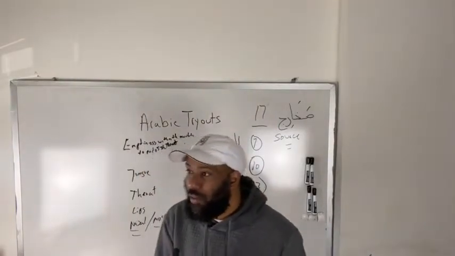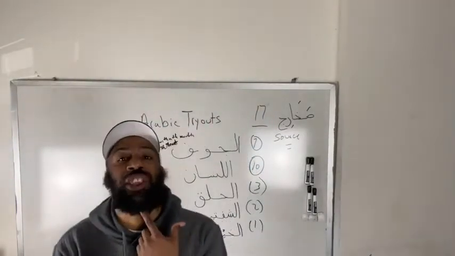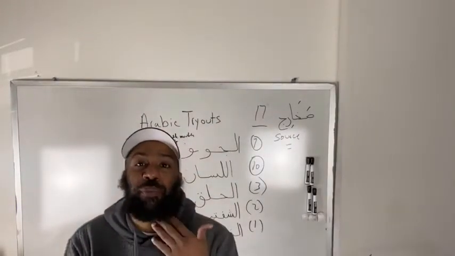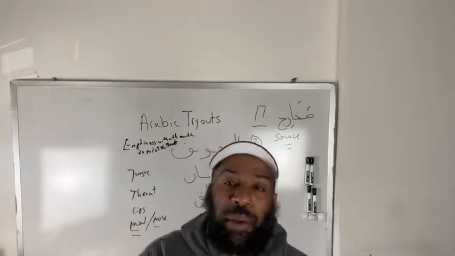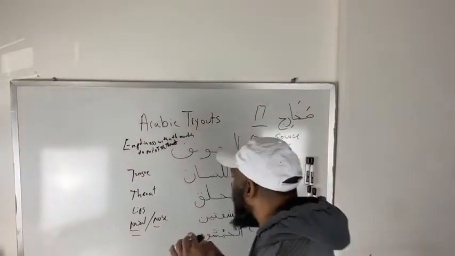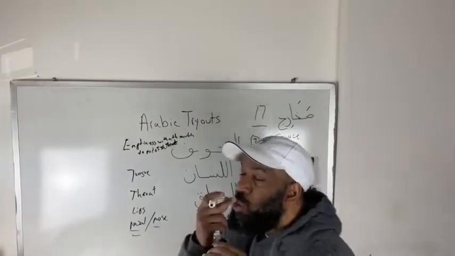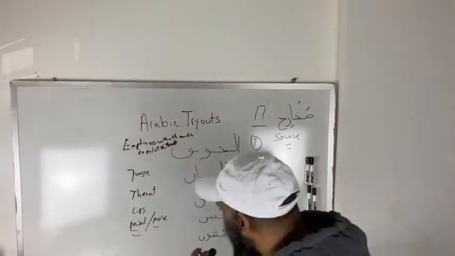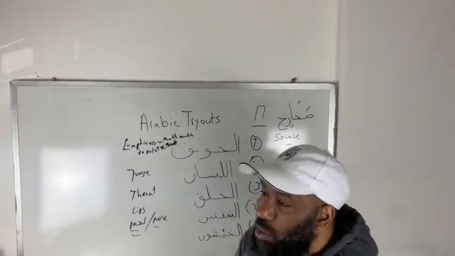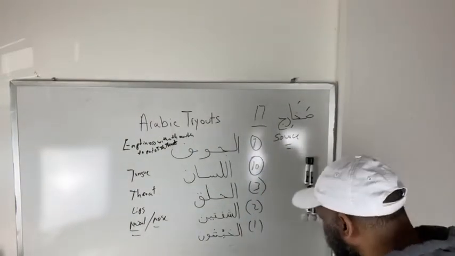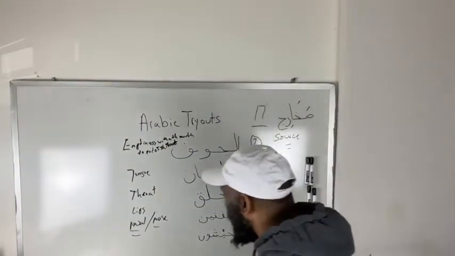And then you have what we call the halq, which is the throat itself. And there are 3 positions. To get technical, there are 3 positions of the throat, but there are 3 letters that come from the throat. All right. And then you have what we call the shafatain, which is your lips, and there are 2 letters that come from your lips. And then we have what we call the khayshum, which is the nasal passages, and there's 1 main letter that comes from there. All right. Now, moving on.